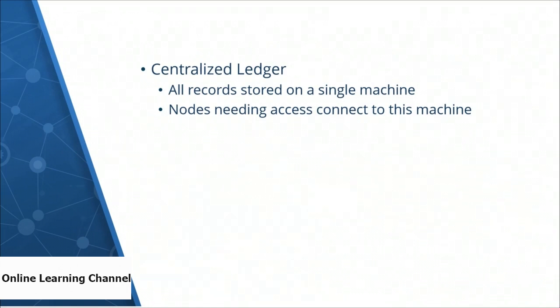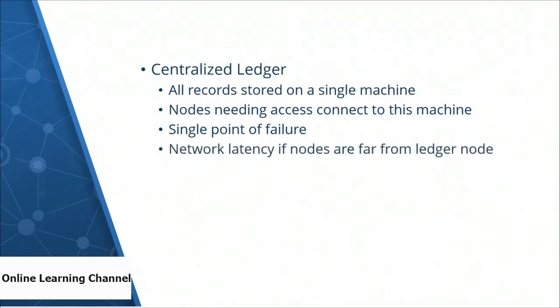However, the problem with it includes that there is a single point of failure. If the node holding the ledger were to fail for some reason, then none of the nodes will have access to the data. In addition, there are also performance issues, and this can especially be seen from the nodes which happen to be geographically far away from the central ledger node. There could be significant network latency issues, and this will especially be felt if data needs to be retrieved from the ledger repeatedly.